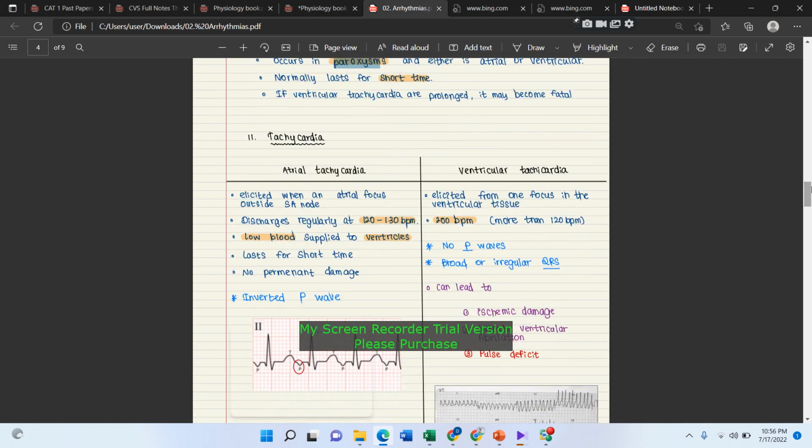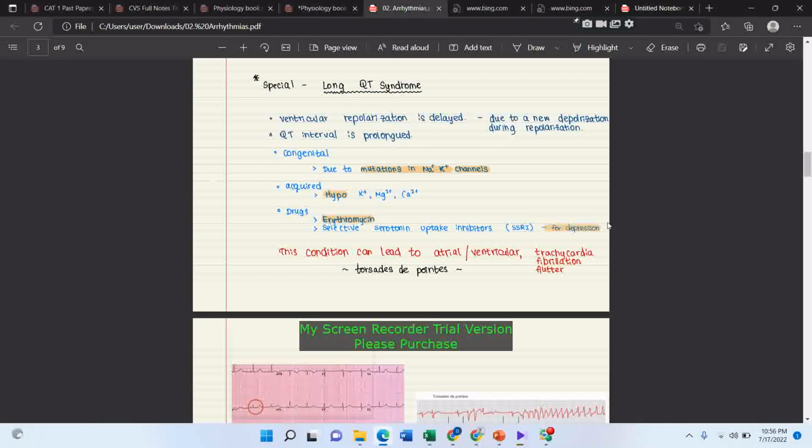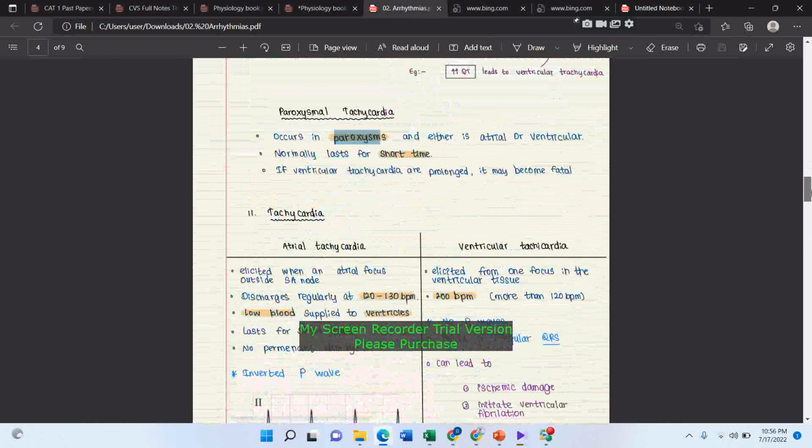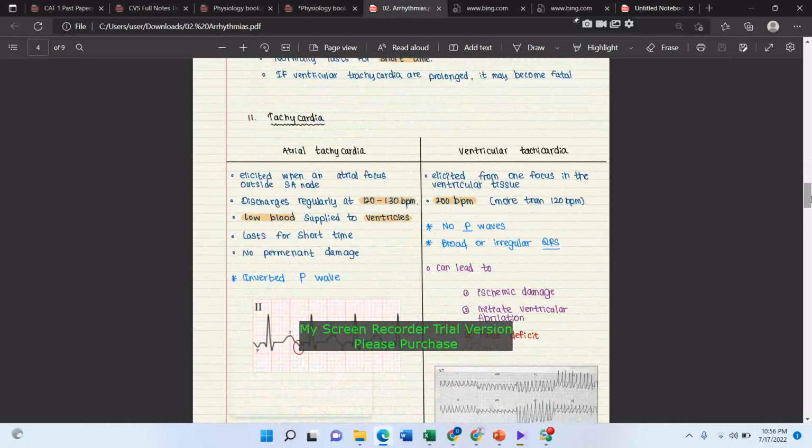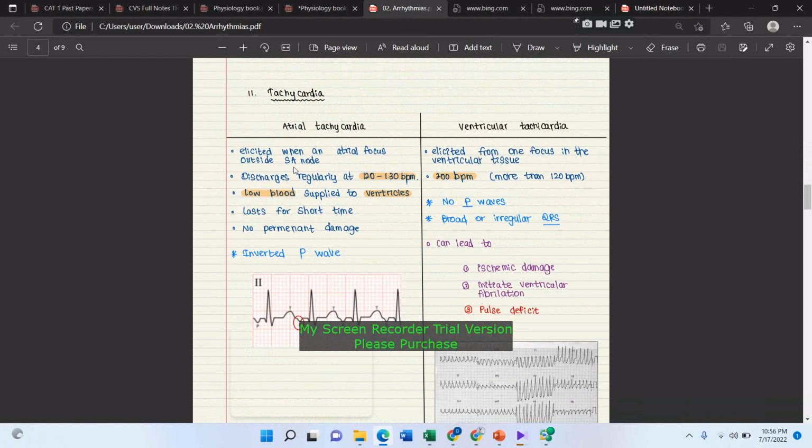Now we have three things to talk about: tachycardia, fibrillation, and flutter. If we talk about tachycardia, it can be either atrial or ventricular. Atrial tachycardia is elicited when an atrial focus outside the SA node is created and discharges regularly at 120 to 130 beats per minute. There is low blood supply to the ventricles, it lasts for a short time, and there is no permanent damage. It gives out an inverted P wave, right?